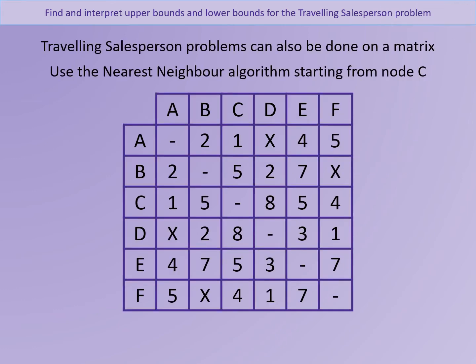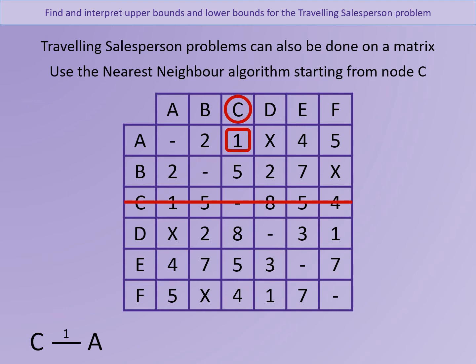So pause the slide now and find an upper bound using the nearest neighbour algorithm, this time starting from node C. So we're going to start with node C, let's cross it off and look for the nearest neighbour. The nearest neighbour to C is A. That means that we can start our TOR with CA with a 1 above the dash.